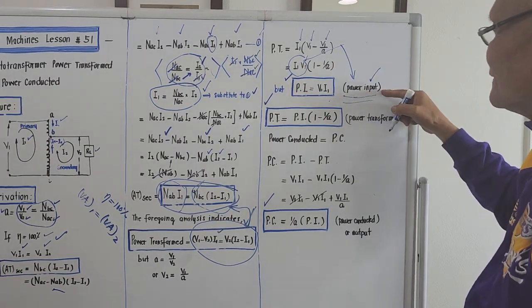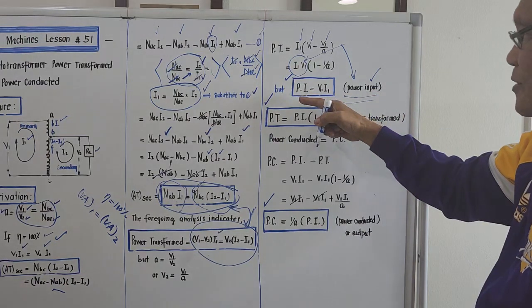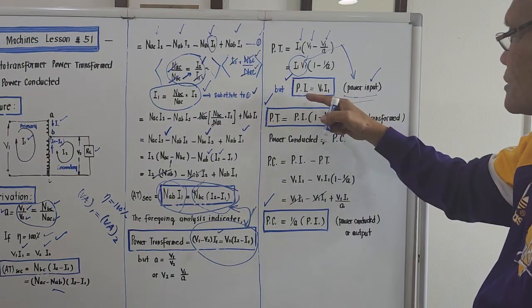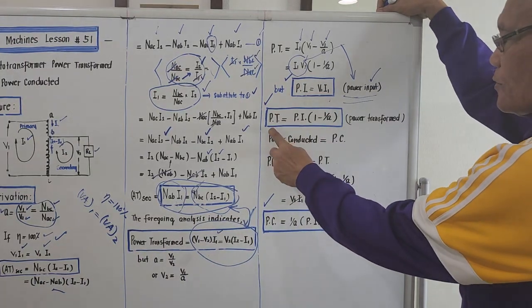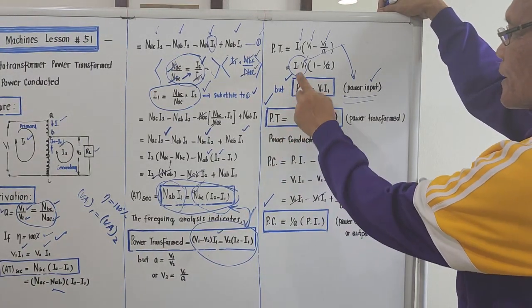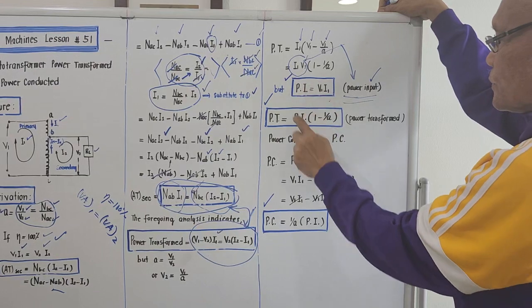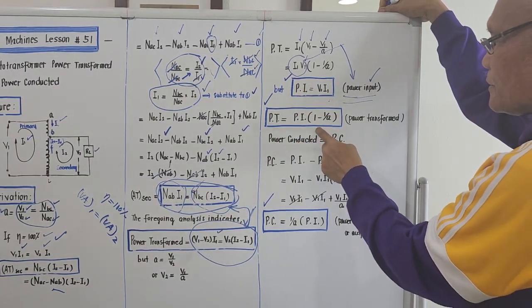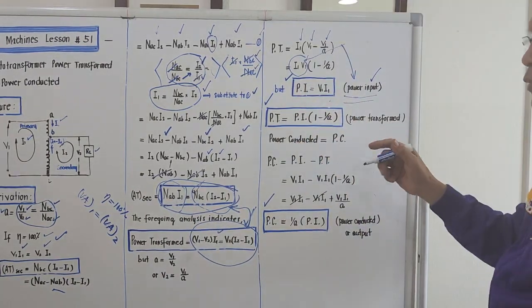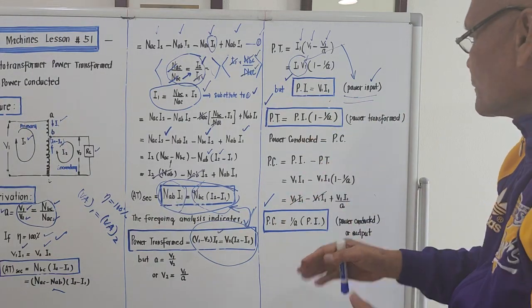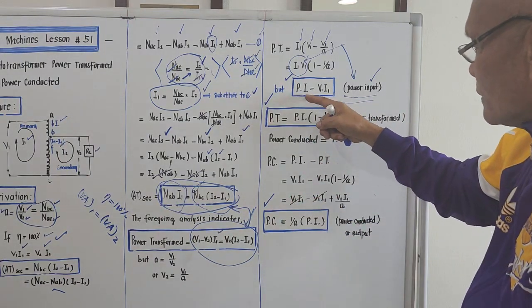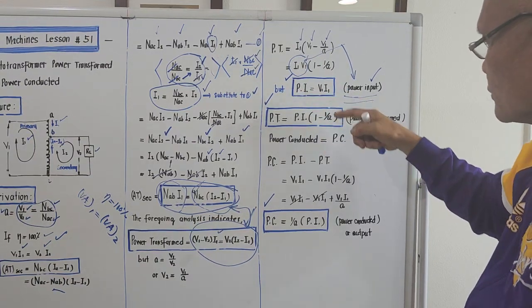We simplify this one. Power input is simply capital letter P and I. So power transform will now be the product I1 B1, which is power input, times the quantity 1 minus 1 over A. So for an autotransformer, the formula to compute the power transform should be the power input times the quantity 1 minus 1 over A.